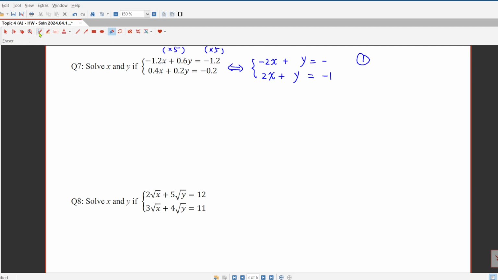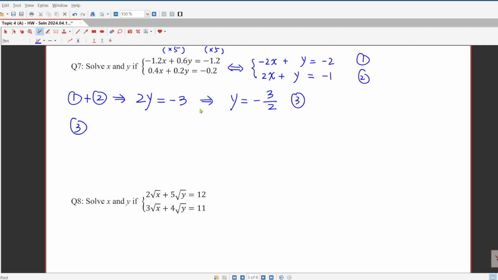Sorry, there is a typo. This should be negative 2, not negative 3. Then we can use equation number 1, add it to equation number 2 to eliminate x. So these two terms cancel each other. So 2y equals negative 3, right? And of course we can solve y immediately, which is negative 3 over 2.